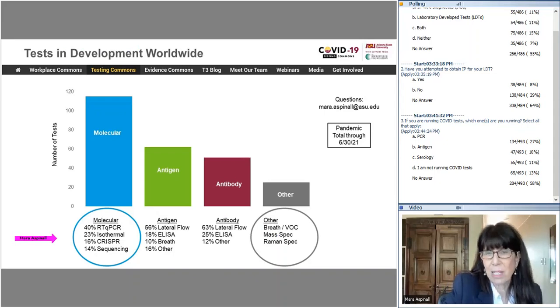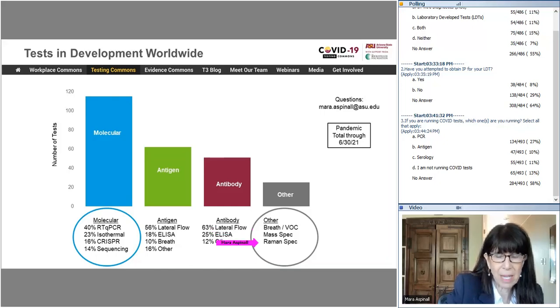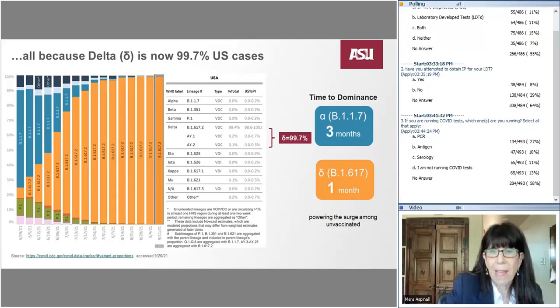The rest, really no surprises, except over here where we have breath tests, mass spec, and Raman spectroscopy. We don't have any of these tests approved, despite the fact there was a lot of buzz about them, but they haven't gone through yet. Why is this all important, and why are we still testing Delta, Delta, Delta? Delta accounts for virtually 100% of all tests in the US.